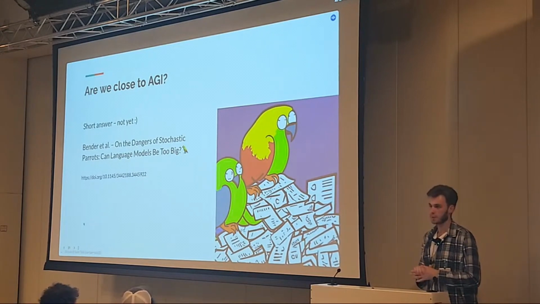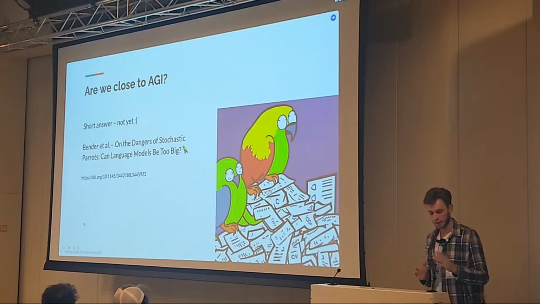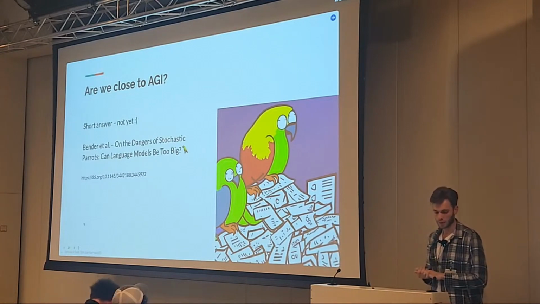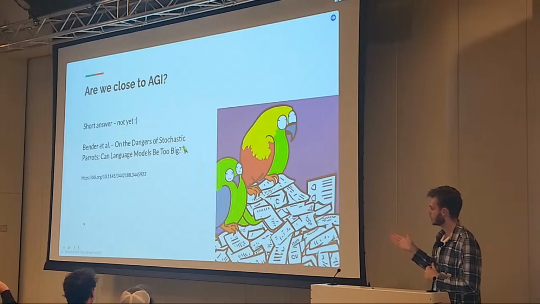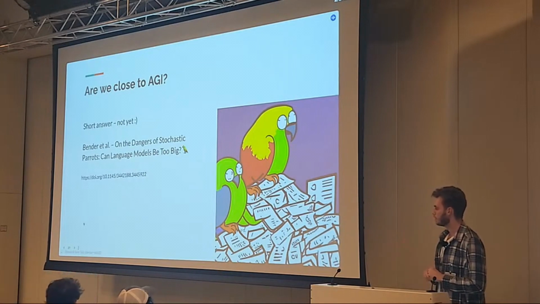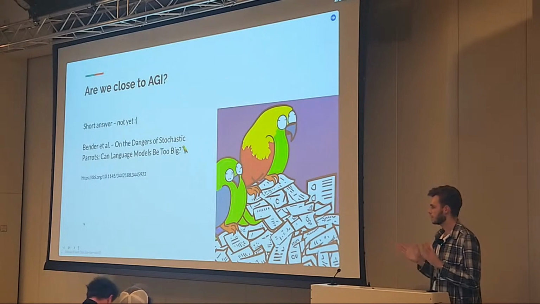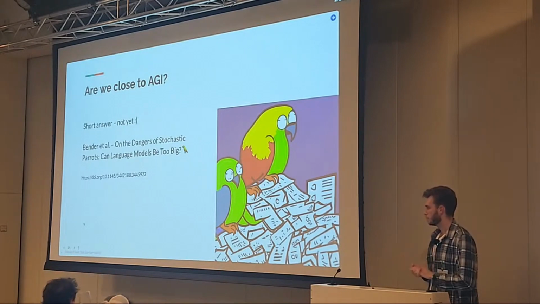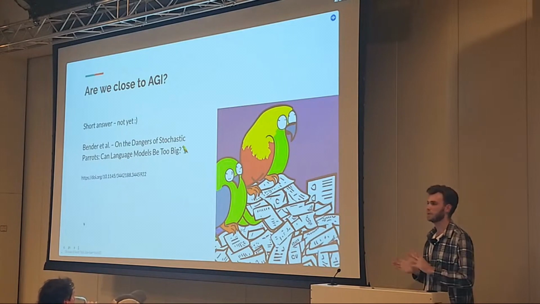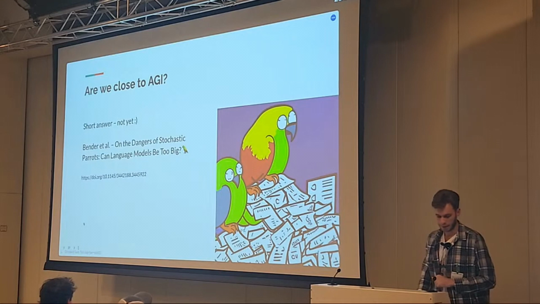If you're interested in reading more about this, you can check out this nice paper called "On the Dangers of Stochastic Parrots: Can Large Language Models Be Too Big?" The authors are saying that even though they can mimic the reasoning of human beings, they're still like stochastic parrots that are just trying to mimic it, and they don't have real reasoning. So you can learn more there.